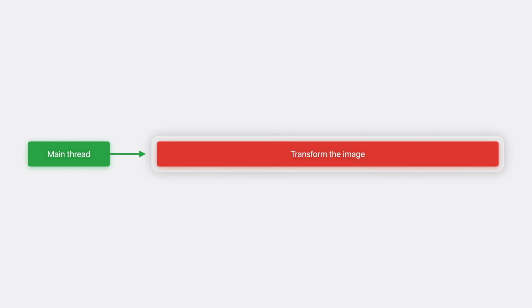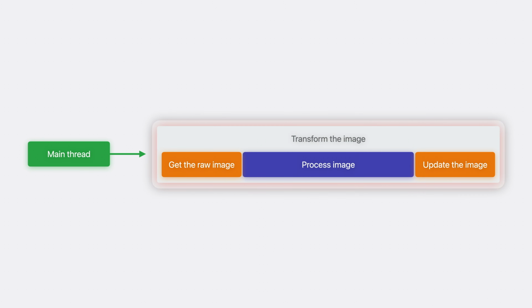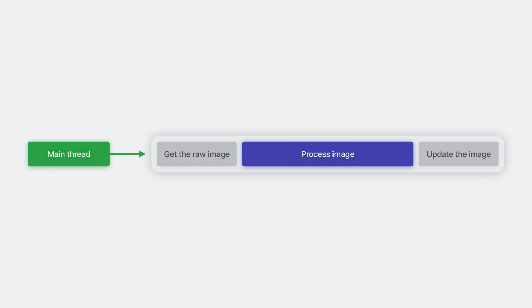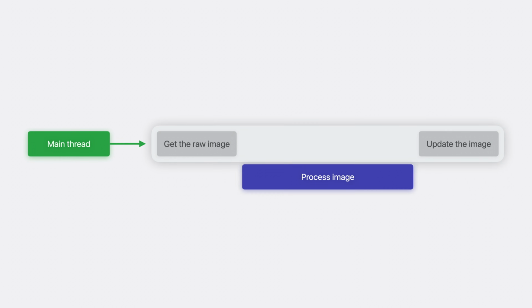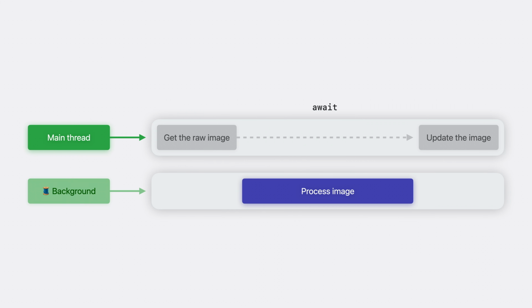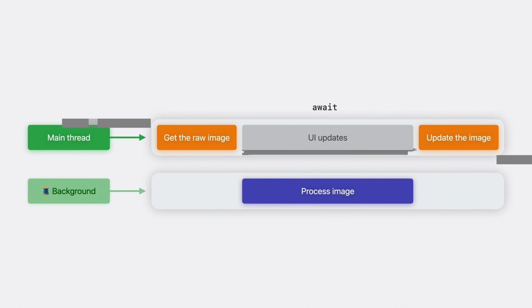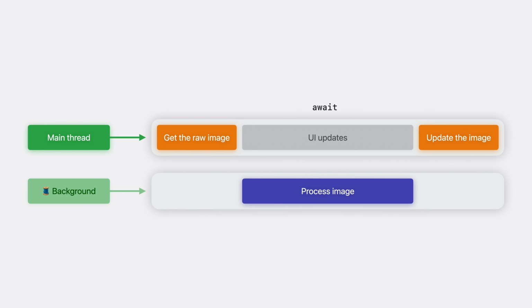We can move some of the image transformations into the background. Transforming the image is composed of these three operations. Getting the raw image and updating the image have to interact with the UI, so we can't move this work to the background. But we can offload the image processing. This will ensure the main thread is free to respond to other events while the expensive image processing work is happening. Let's look at the photo processor struct to understand how we can do this.